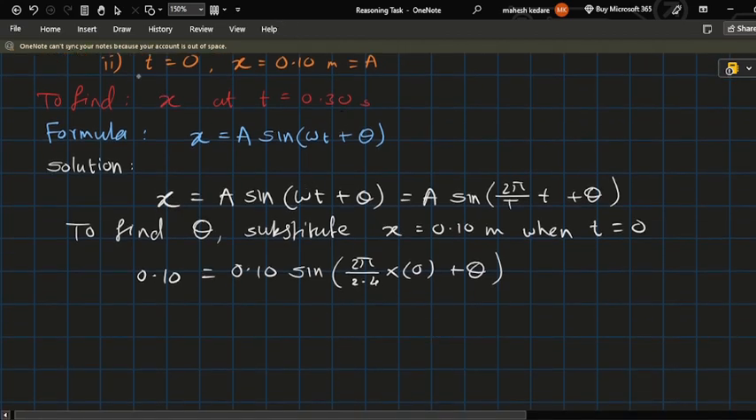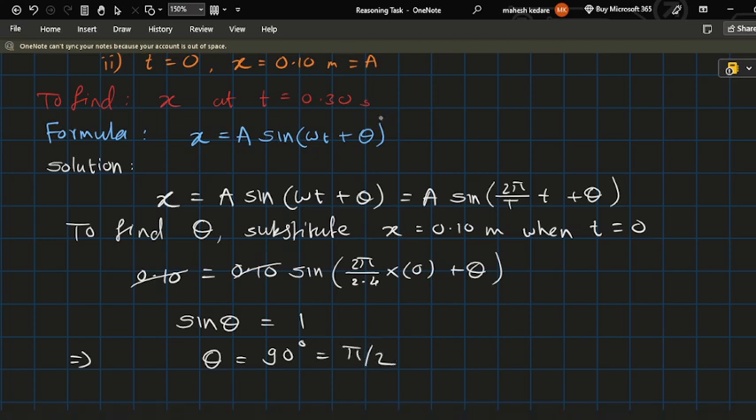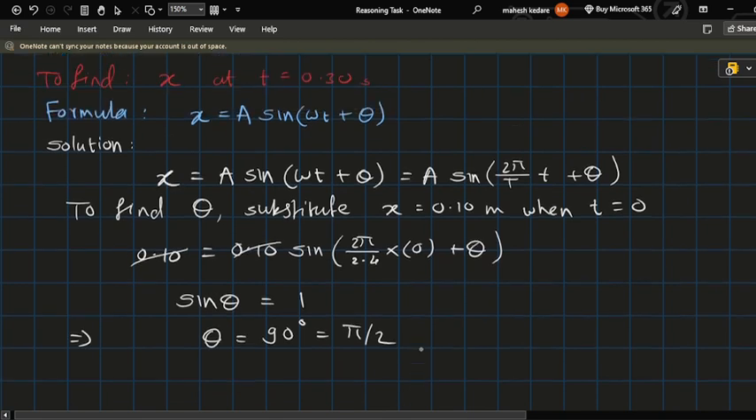We are using this data that corresponds to the initial condition, at time t equal to 0, x is equal to 0.1. We use this data to calculate theta. And after knowing theta, we can calculate the unknown position x at any given time, 0.3 seconds. This cancels and we get sine. This is multiplication with 0, so this gives us sine theta equal to 1, and this implies that theta is equal to pi by 2.